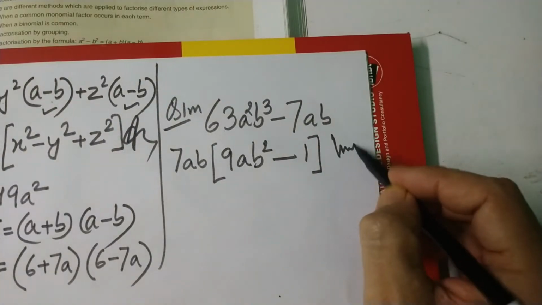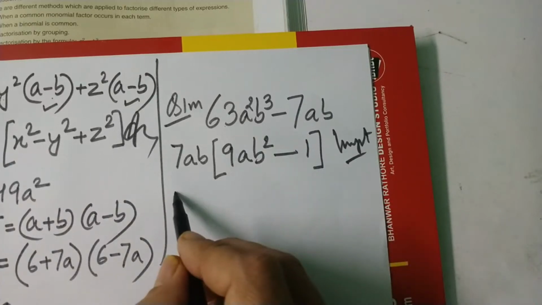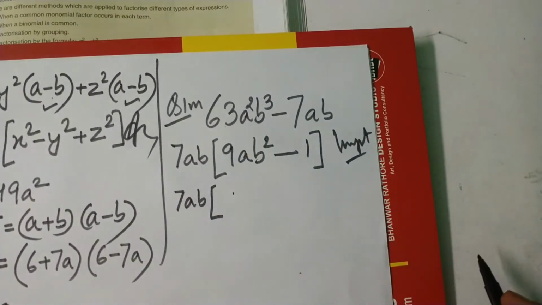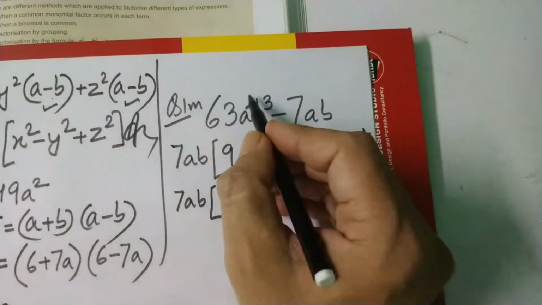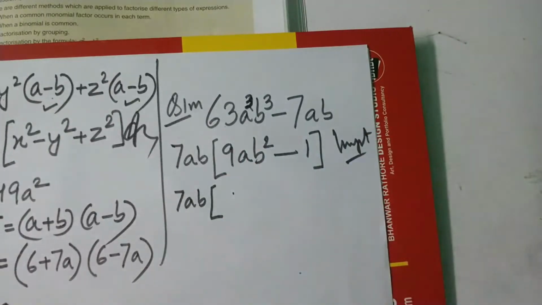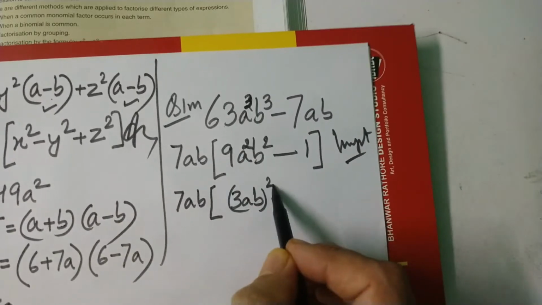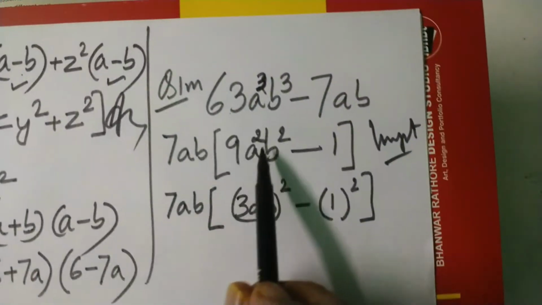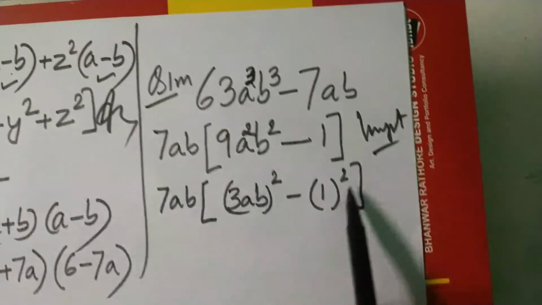This is an important step. Now it is not solved. You have to write 7ab as it is. 9 will be written as 3 square, so 9a square b square minus 1 will be written as (3ab) whole square minus 1 square.